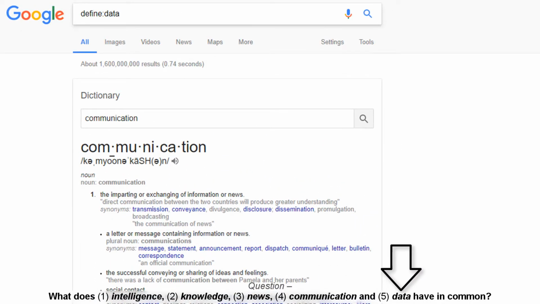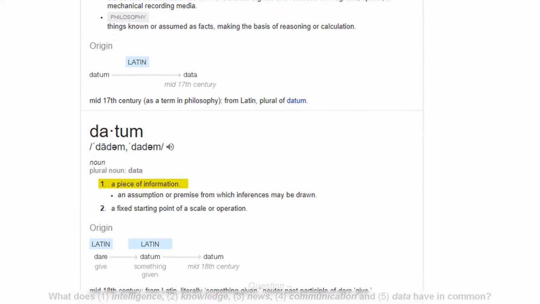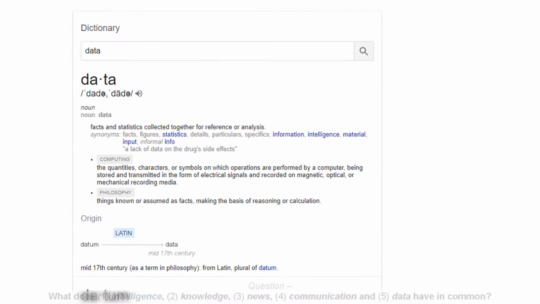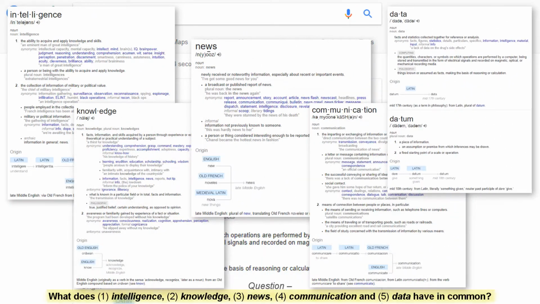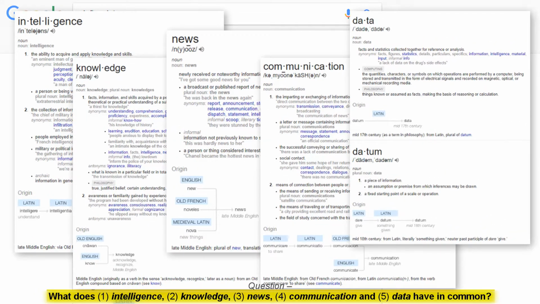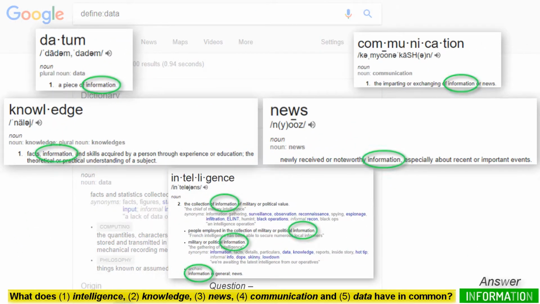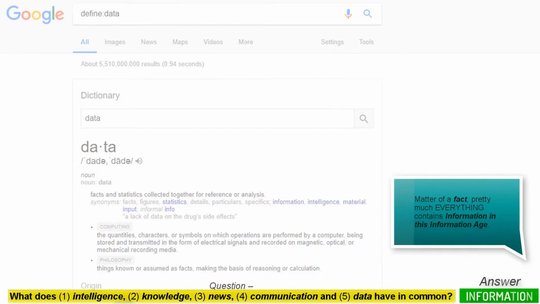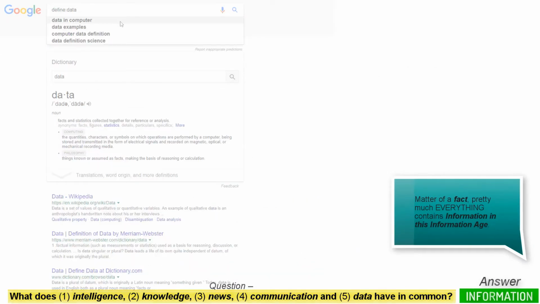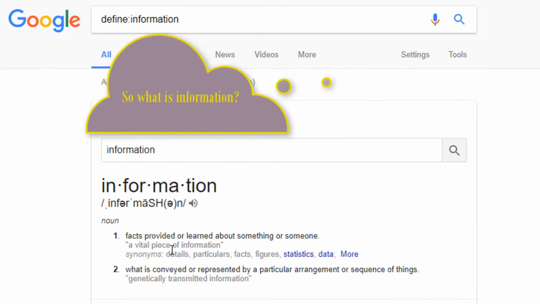And finally, data, which is the plural form of the singular datum. Facts and statistics collected together for reference or analysis. And below, you have datum, which is defined as a piece of information. And now that we have those 5 definitions, what do intelligence, knowledge, news, communication, and data have in common? As you may have noticed, they all contain information. As a matter of fact, pretty much everything contains information in this information age. So what is information? Yes, what is information?